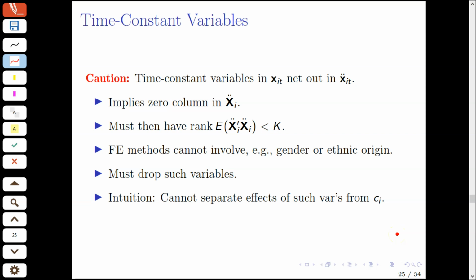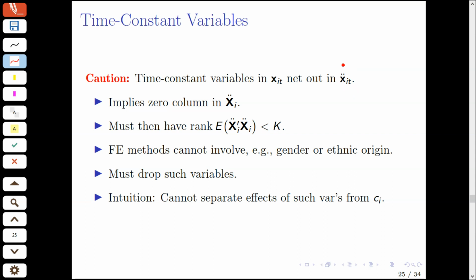At this point, I would like to bring a caution to mind, which concerns time constant variables. Namely, if there are any time constant variables in x_it, that is, variables which do not vary across time, then they'll net out in the time demeaned x_it. That is, if we subtract their time average, and they don't depend on time, then that time average must be the variables themselves, so their difference must be 0.